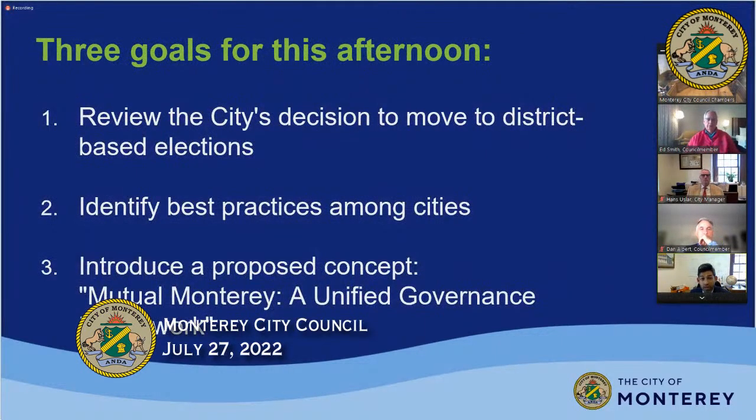So we have three goals for you this afternoon. The first is to review the city's decision to move to district-based elections. We'll try to cover that as briefly as possible. We'll talk a little bit about best practices among cities and have a discussion with council, and then introduce a proposed concept for you, which is Mutually Monterey, a unified governance framework.